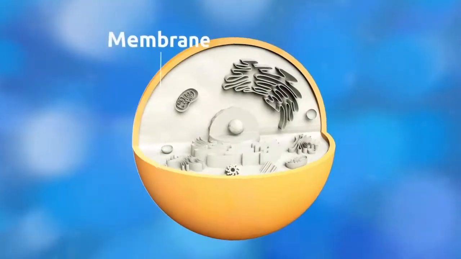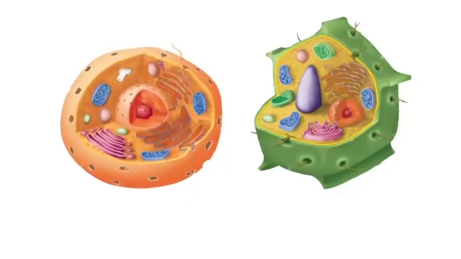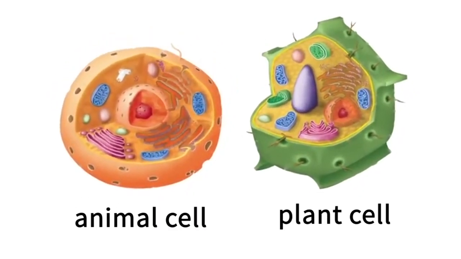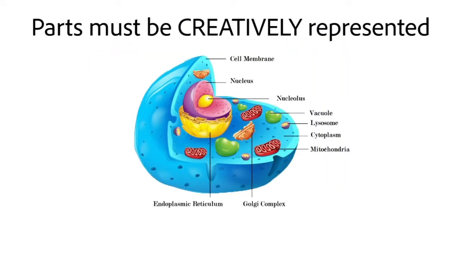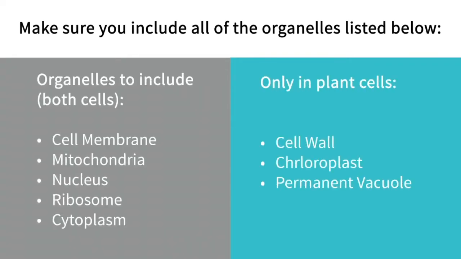Create a 3D model that shows the structures and functions of organelles in a cell. You can do an animal cell or a plant cell. Parts must be creatively represented and use materials that suggest what that organelle looks like or does. Make sure you include all of the organelles listed below.